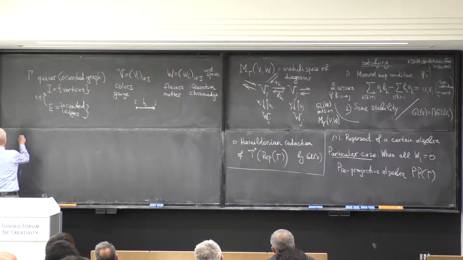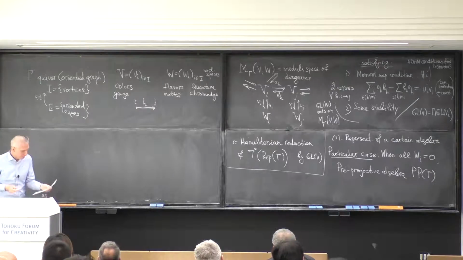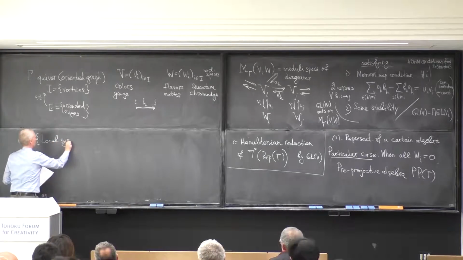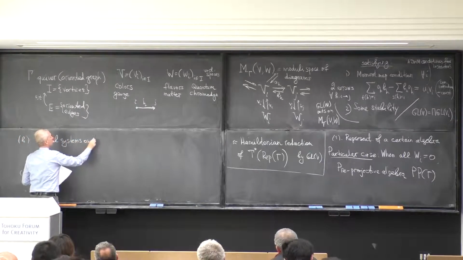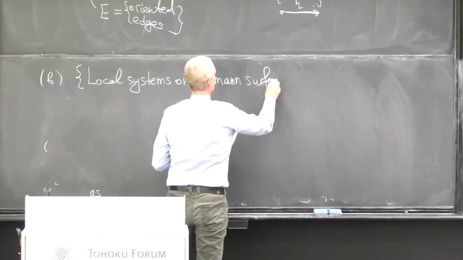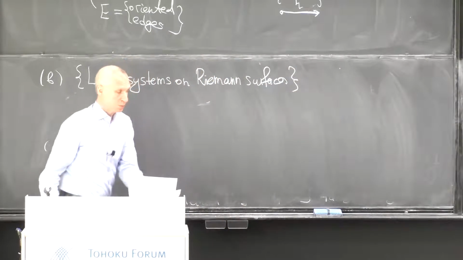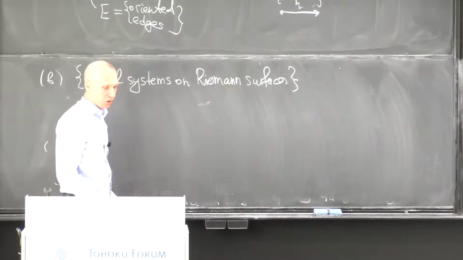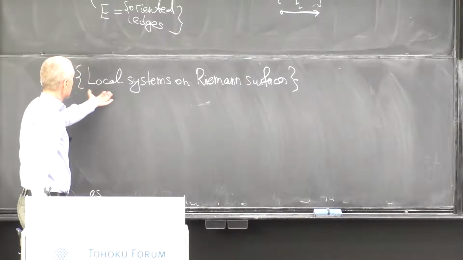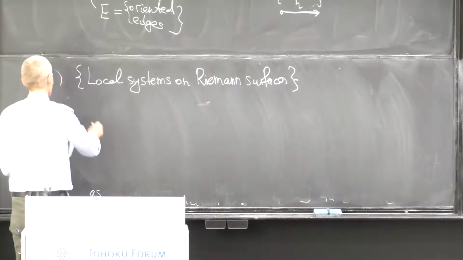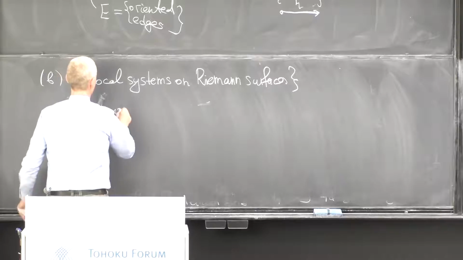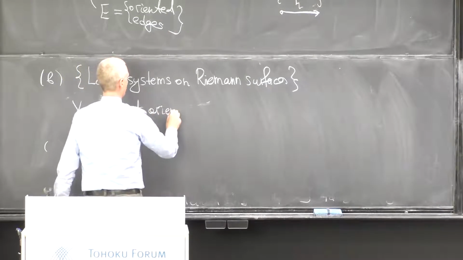And the other class of examples is purely 2-dimensional. It is moduli spaces of local systems on Riemann surfaces. So more specifically, Riemann surface is a little bit ambiguous term. It sort of assumes that we have a complex structure. So what I have in mind is just topological local systems. So we start with X being a compact oriented topological surface.